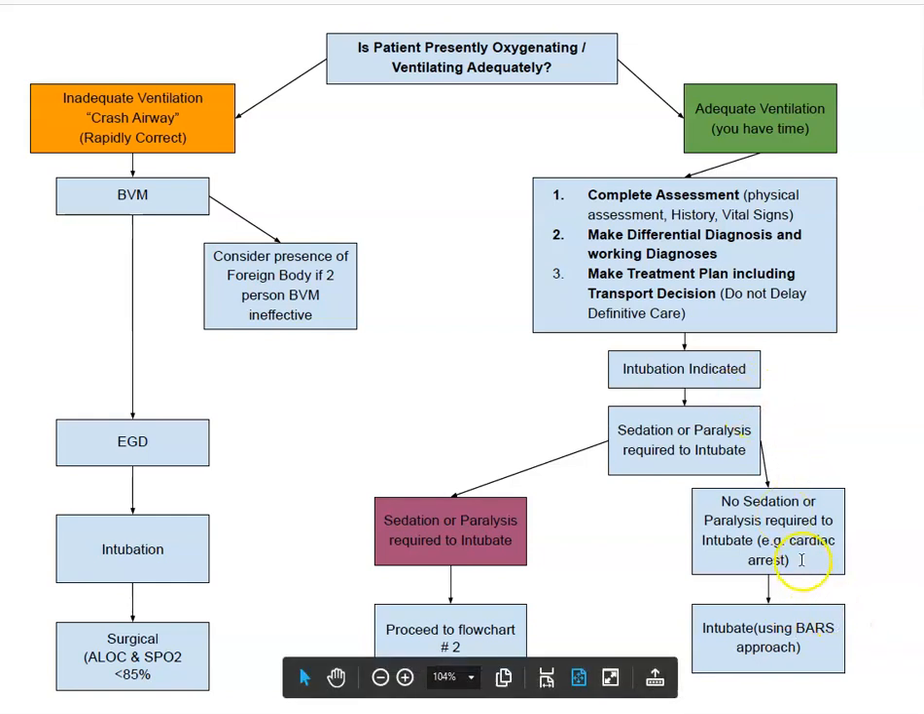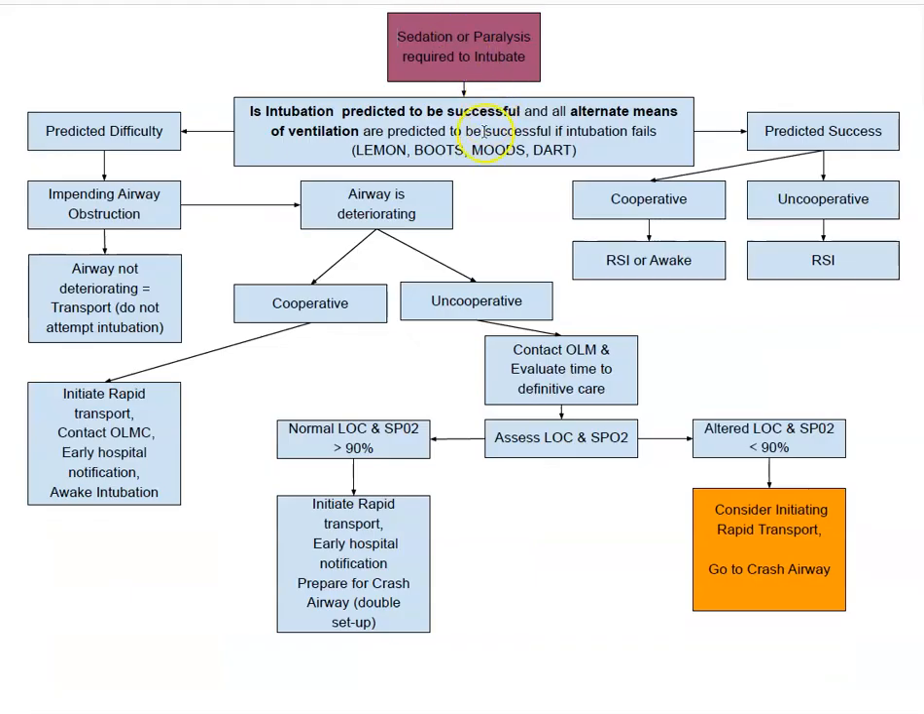So if you require sedation, then we're going to intubate using a BARS approach. And we're just going to flip over to airway flowchart number 2 and look at how we'll approach this patient for whom sedation and paralysis is required.